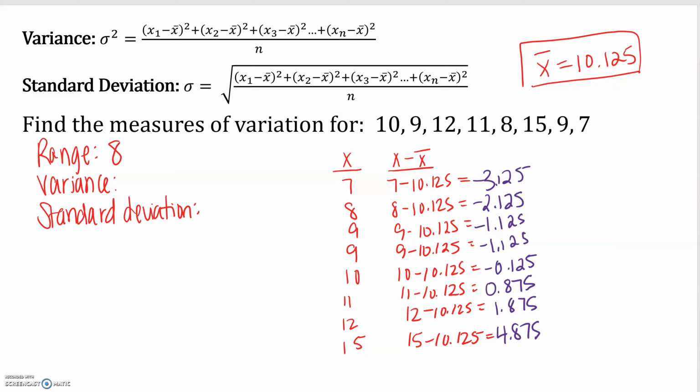As of right now, we have the part that is inside the parentheses. So notice we need to take each one of those pieces and we need to square it. That's going to be our next step, to take our x minus x bar and square them.